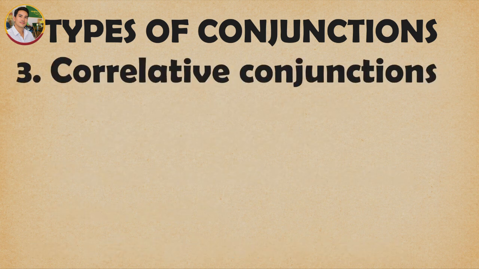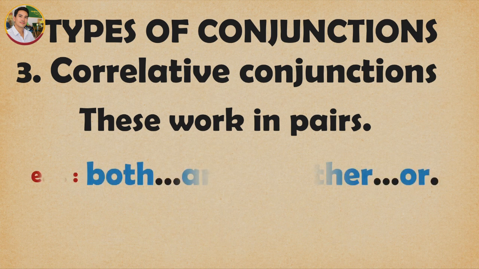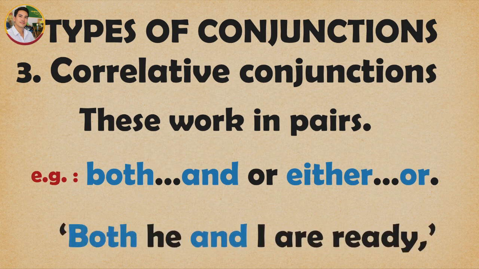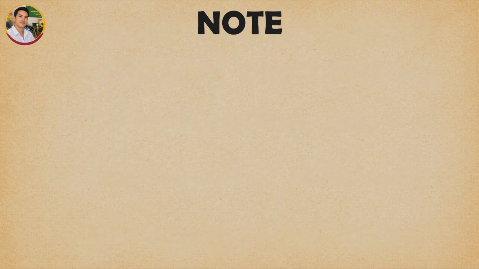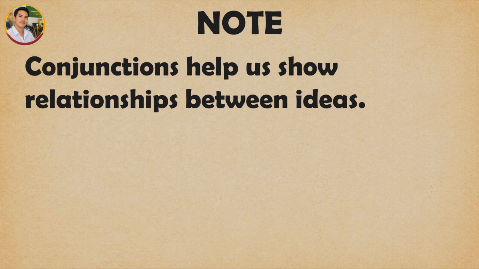Now let us learn about correlative conjunctions. These work in pairs. For example, both and, or either or. In the sentence, both he and I are ready. The words both and work together. So we use both parts, not just one. Okay, everyone? Now take note, everyone.